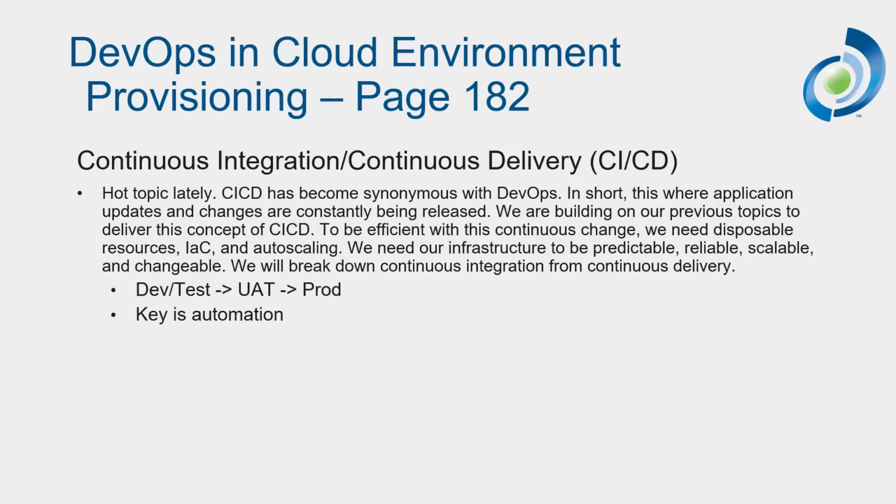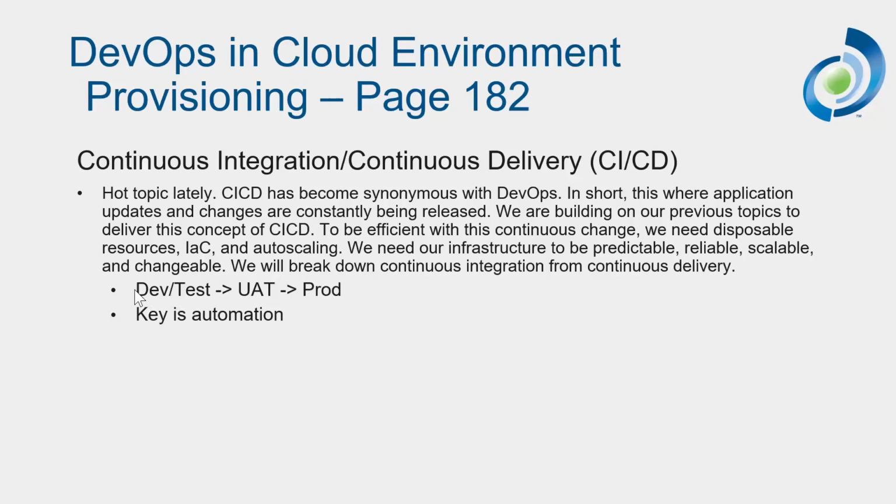So, in short, where application updates and changes are constantly being released, we're building on our previous topics to deliver this concept of CI/CD. To be efficient with this continuous change, we need disposable resources, infrastructure as code, auto scaling, and we need our infrastructure to be predictable, reliable, scalable, and changeable. So we'll break down continuous integration from the continuous delivery.